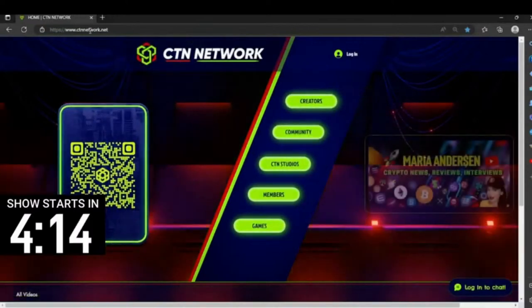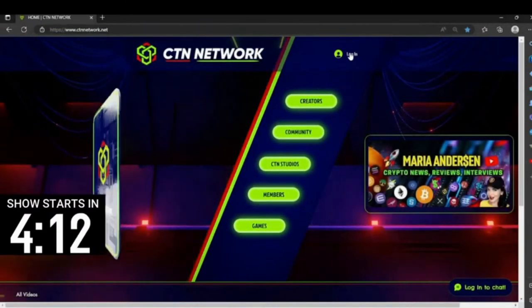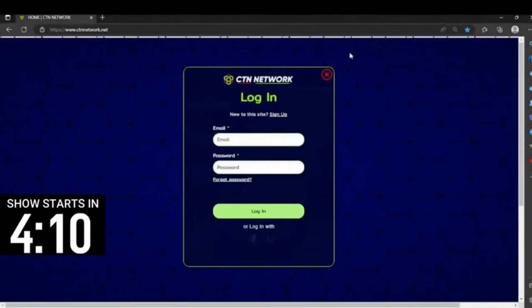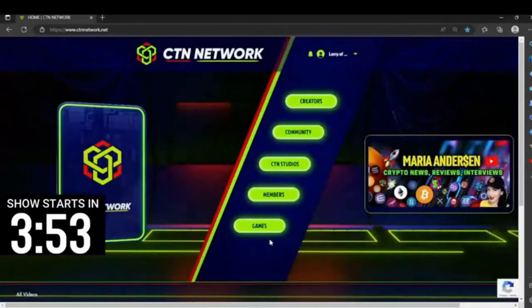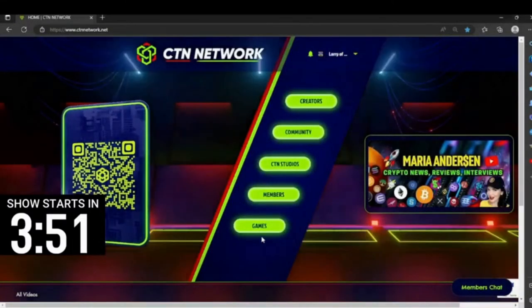If you want to create an account, you would just click up here and create new account right here. Sign up with your email, or you can sign up by clicking on Facebook or Google. So you can sign up with your Facebook account or your Gmail. I'm already signed up, so I'm going to click on Gmail right here, and it's going to log me in. And as you can see, this is our homepage.